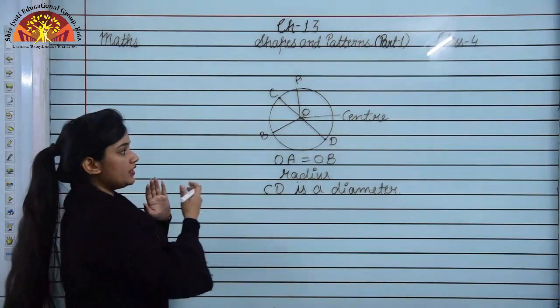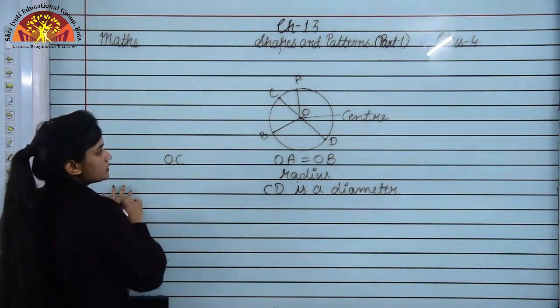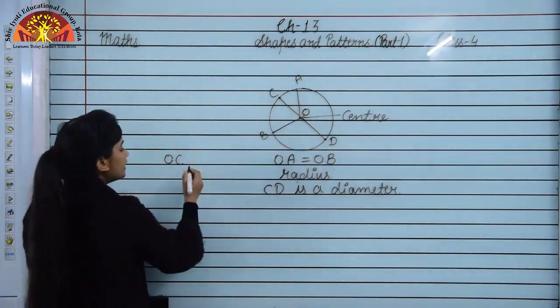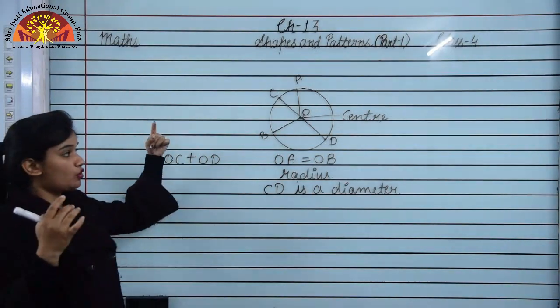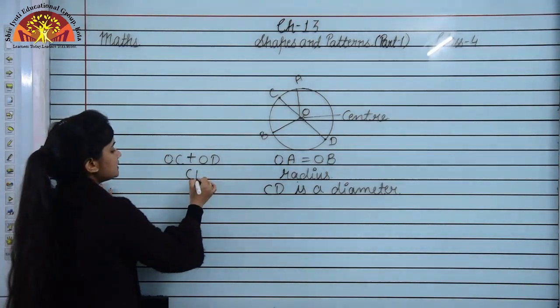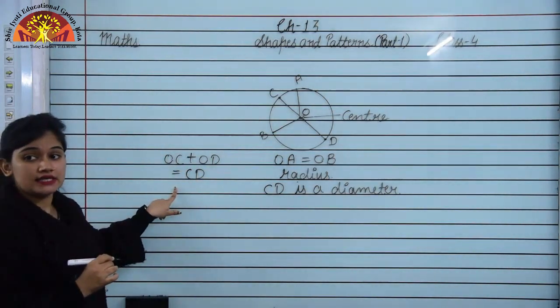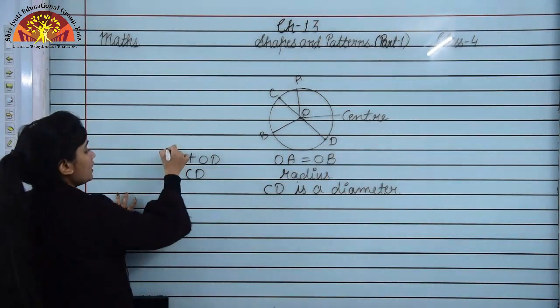Now what we are observing here in this diameter: if I take 2 radius, OC is a radius, and I am taking the next radius, that is OD. If I join these 2 radius, OC and OD, then I am getting a diameter, that is CD. By joining these two, what diameter will I get? CD. Is it clear?